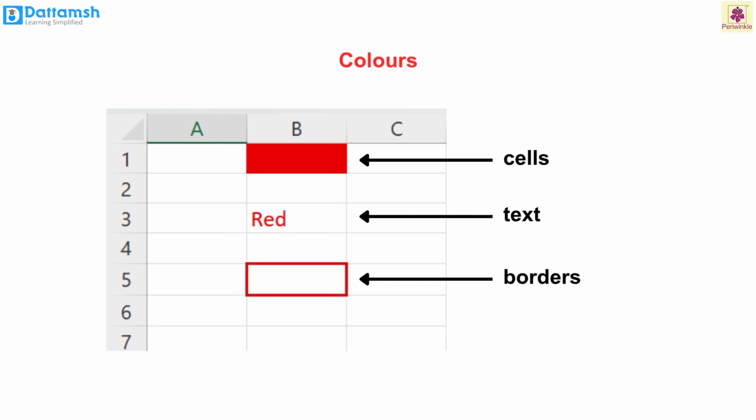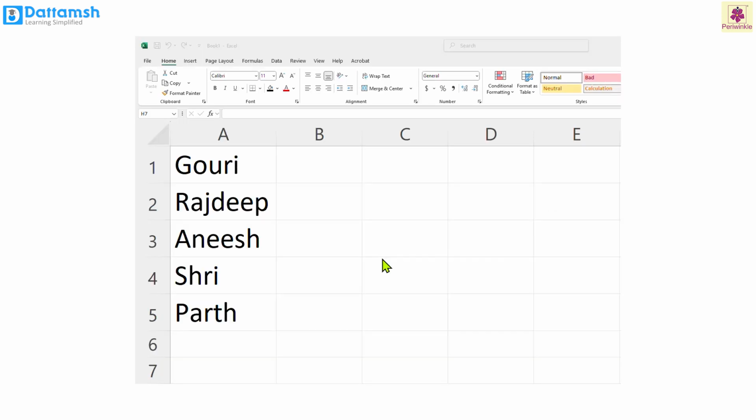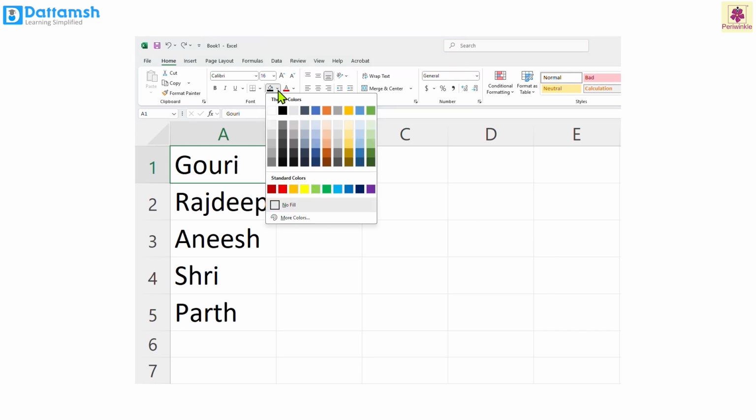Colors. Colors can be applied to cells, text, and borders. First, we will learn how to apply colors to cells. Select the cells you want to color. From the Font group, locate the Fill Color button, which looks like a paint bucket icon. Now, click on the drop-down arrow. Choose your desired color. Here we will choose blue color.